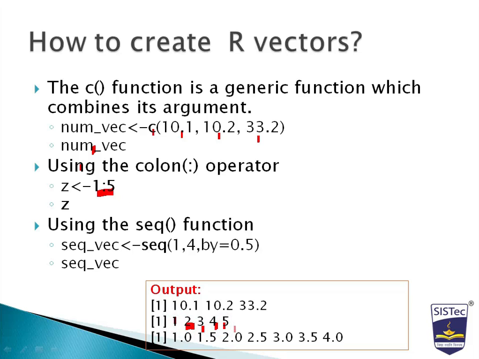Lastly, the sequence function can also be used to get values into vectors. Here we create a sequence vector and call the seq function starting from 1 to 4, differentiating each value by 0.5, and display the sequence values. The result was 1.0, 1.5, 2.0, meaning an interval of 0.5. All the sequence values are stored in this vector.